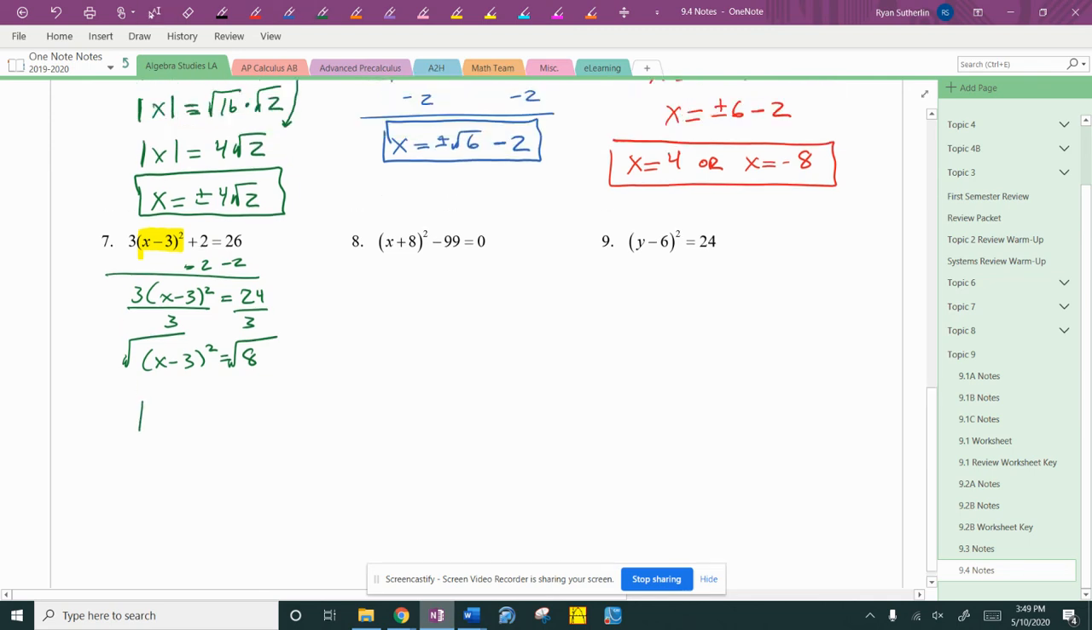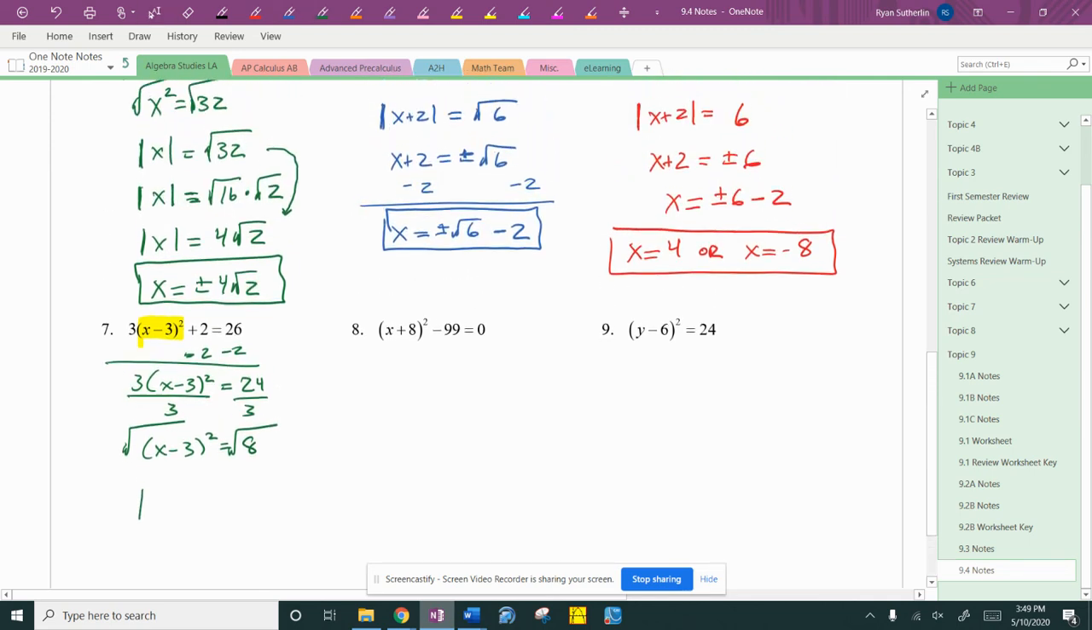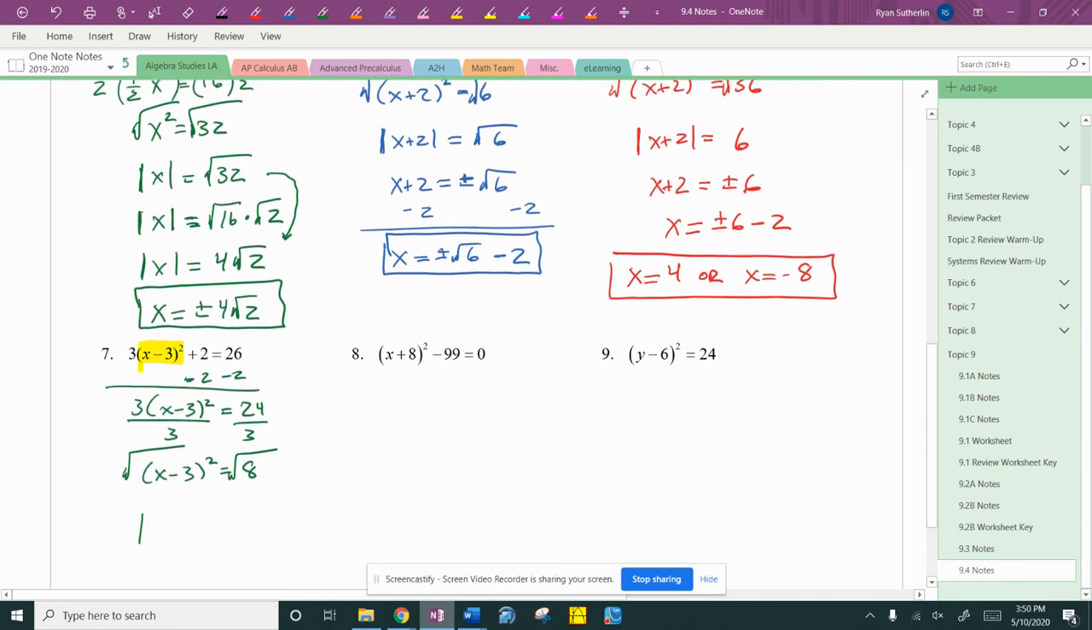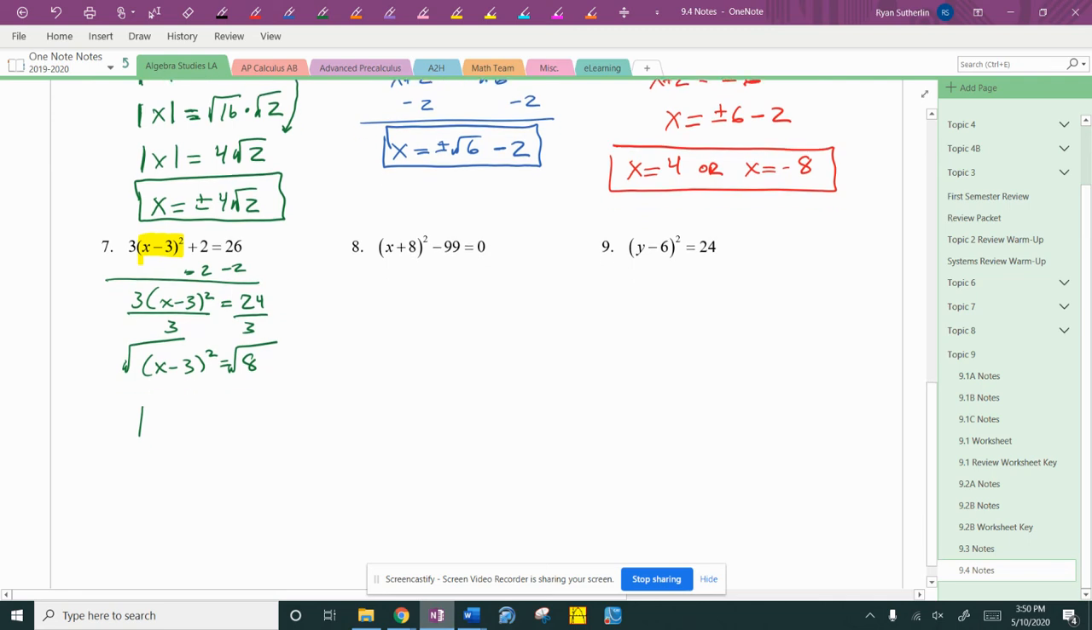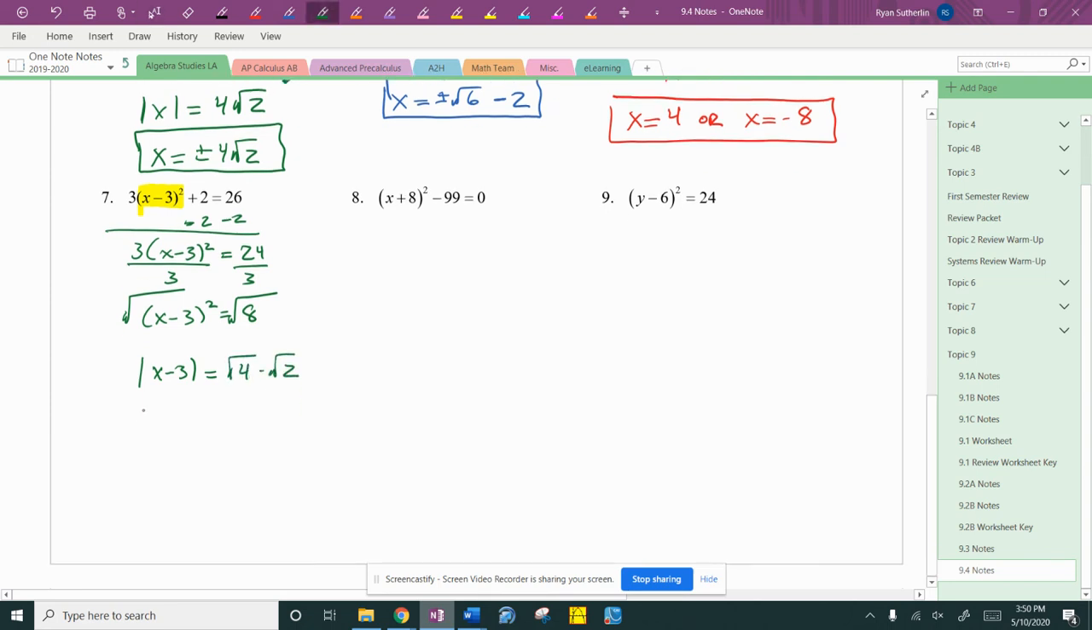That leaves me with absolute value of x minus 3 is equal to square root of 8. We can simplify square root of 8. Square root of 8 is square root of 4 times square root of 2. So I have absolute value of x minus 3 equals 2 root 2.